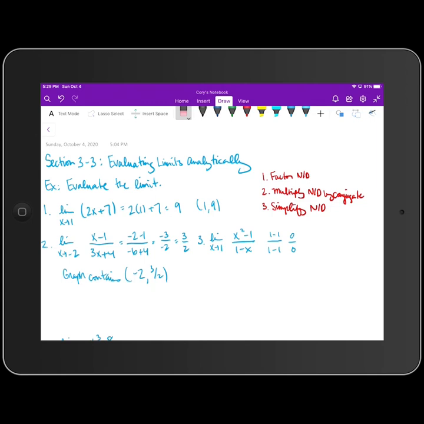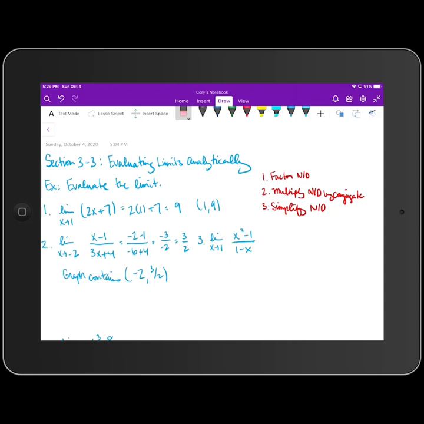Okay, so again, you always want to try to use direct substitution first. If that gets you a valid output, great. If it gives you something of the form 0 over 0, that's good news for you as well, because one of the three techniques that I just described, you can use to evaluate that particular limit.